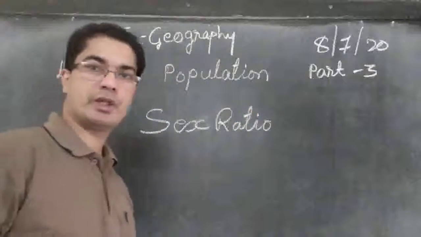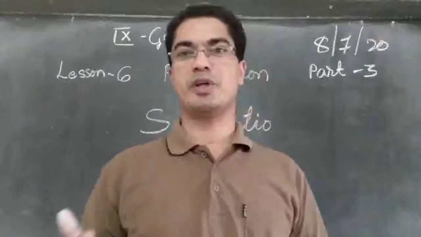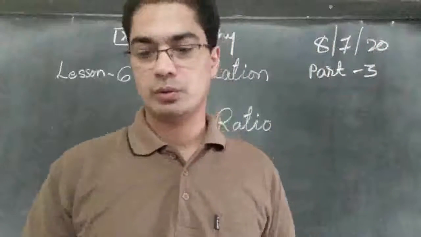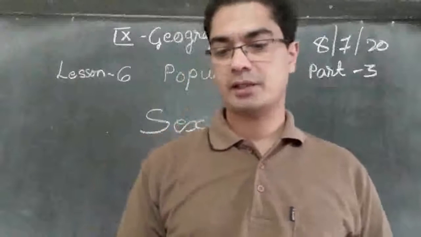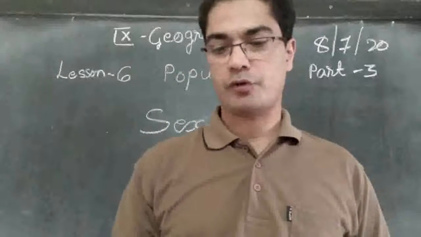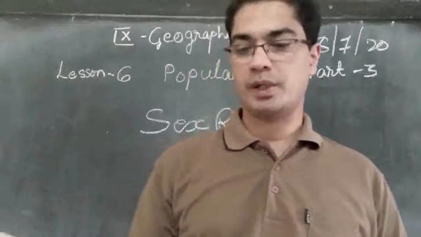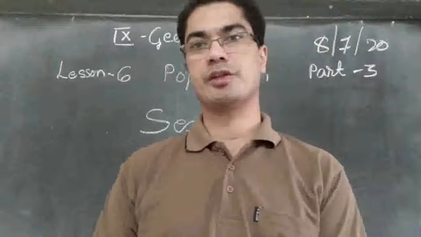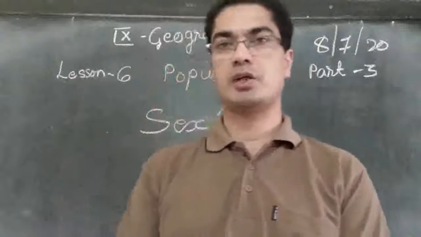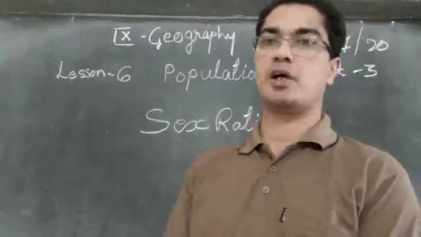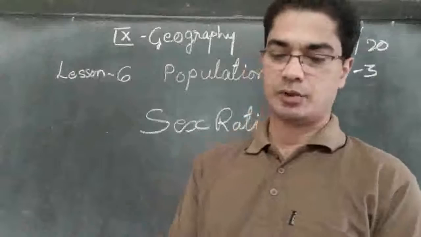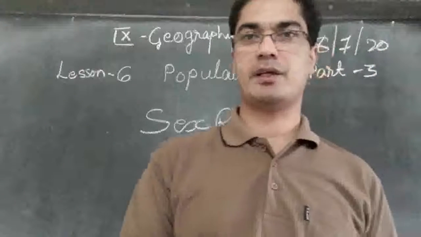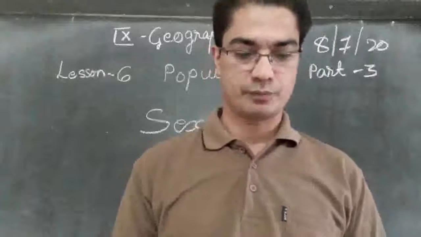The sex ratio in our country, how many males and how many females. So sex ratio is defined as the number of females per 1000 males in the population. So how do they calculate the sex ratio? They'll try to find out how many males are there, how many females are there. For example, for 1000 male people, how many females are there. That is called sex ratio.